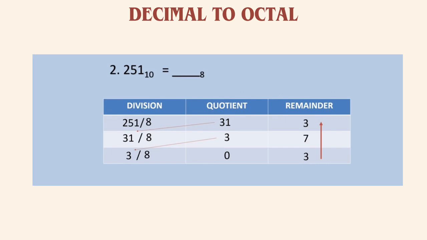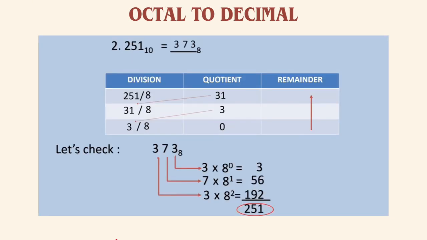Write the answer from bottom to up. Follow the arrow. So 251 base 10 is equal to 373 base 8. Now, how to get the decimal number? For checking, we have 373 base 8.